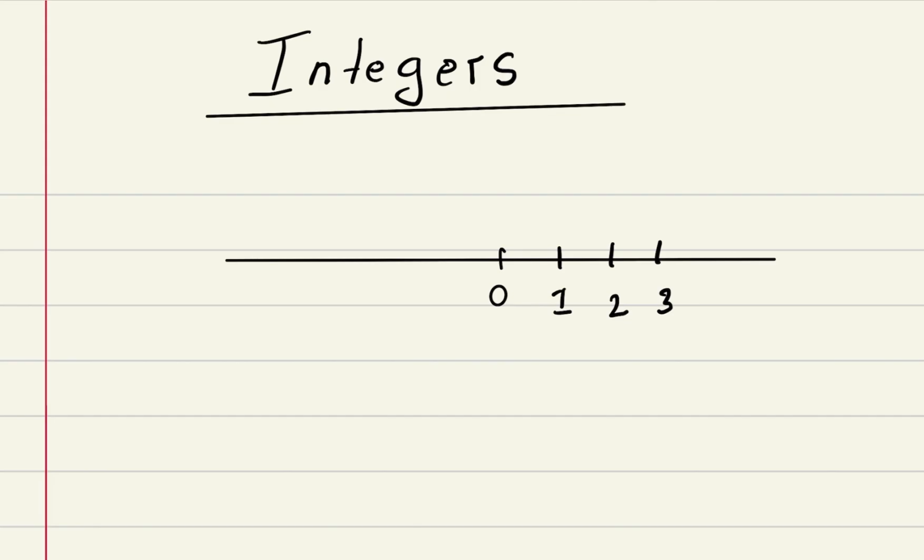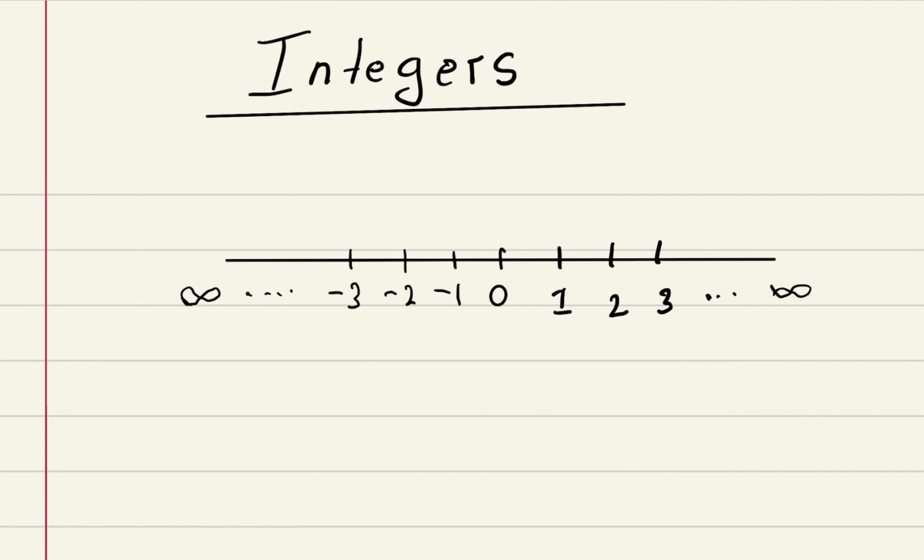Now integers include the negative numbers, negative whole numbers. So -1, -2, -3, and so on to infinity. Right, so that's really what integers are. They're the whole numbers. So it doesn't include fractions.